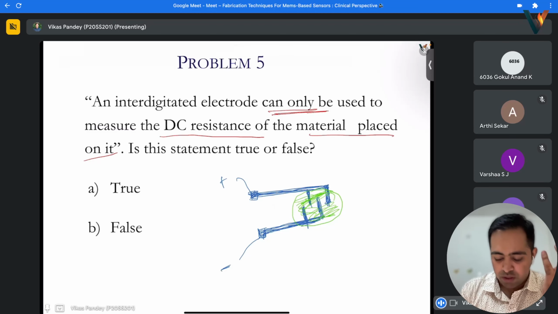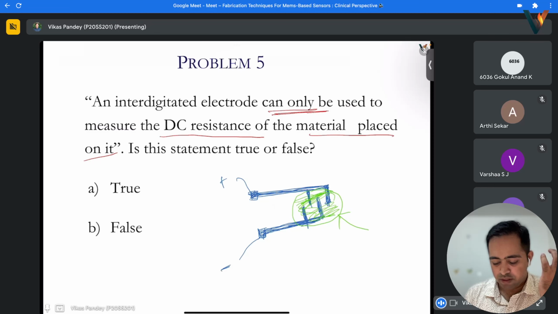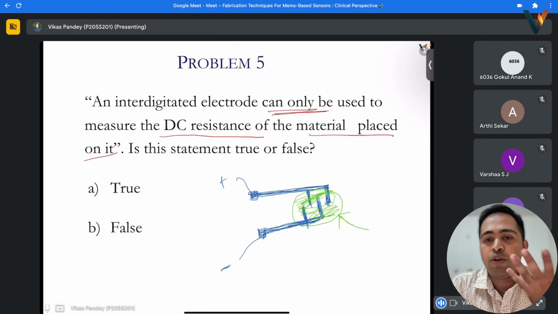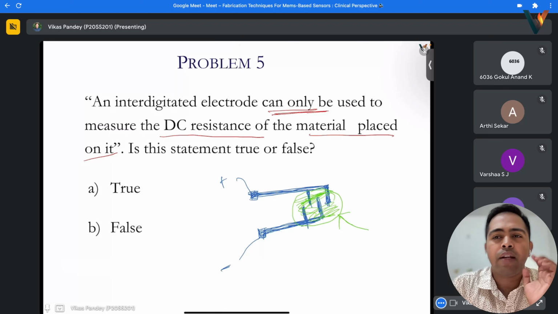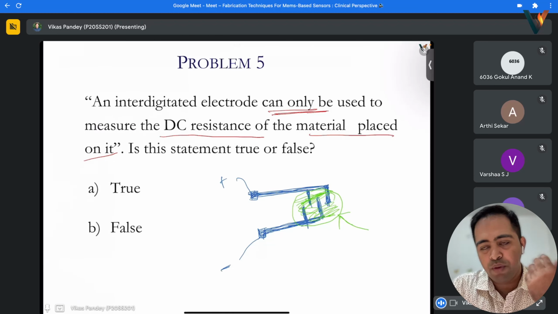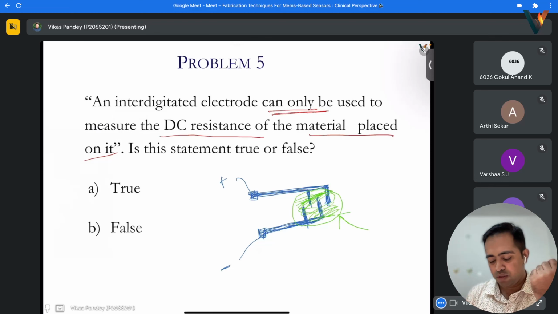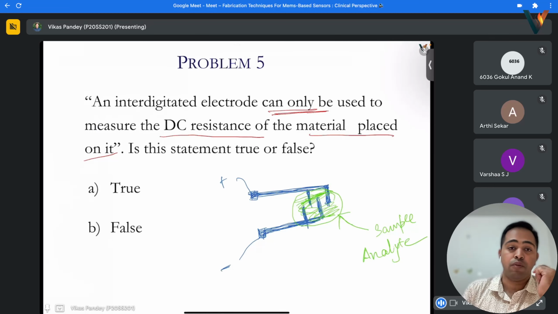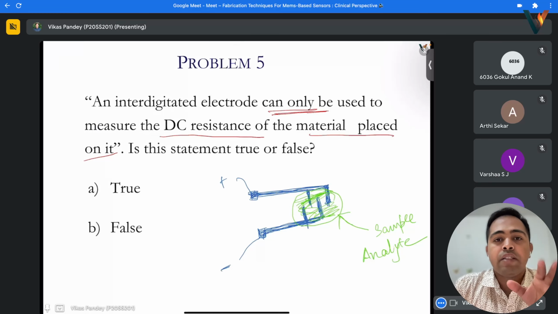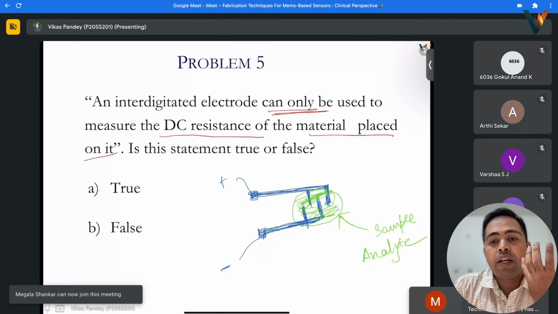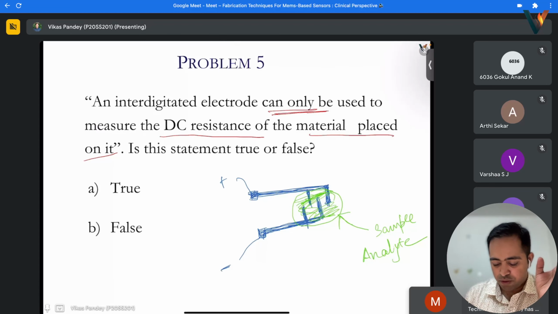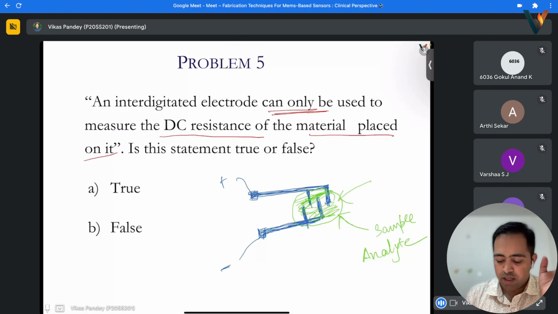The current will depend on the type of the material that we have, right? If it allows current to flow, it will flow. And in general, some current will flow. Okay. Now, since there is a path and mostly a sample or analyte is there, some current will flow. Now, it is saying that for this sample, we can only and only measure the DC resistance of the material placed on it.